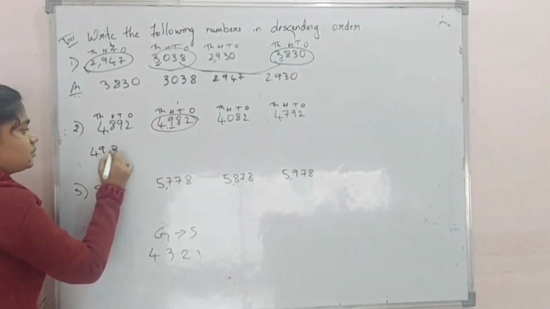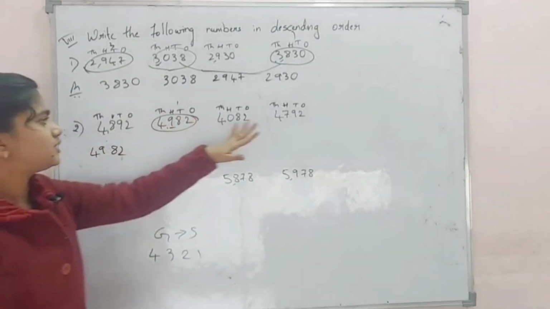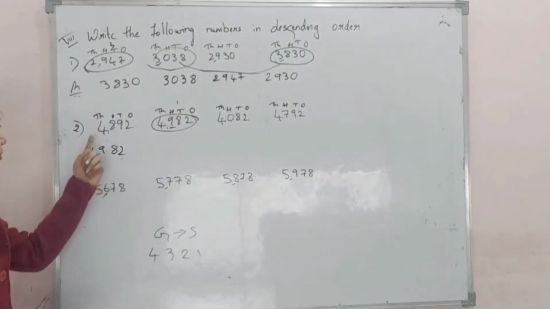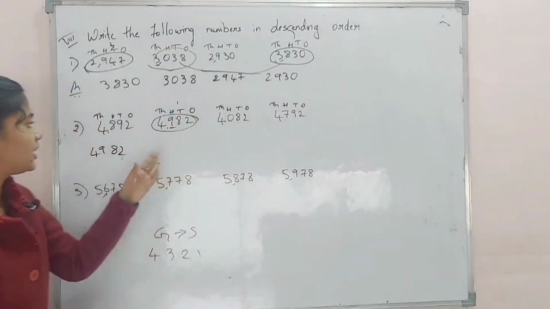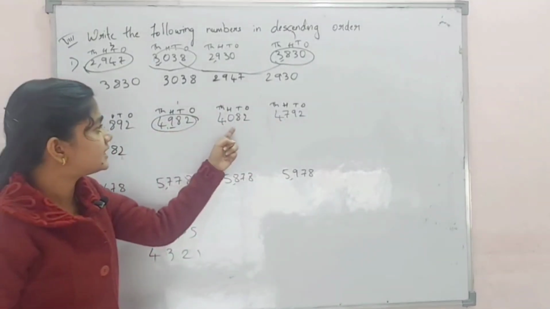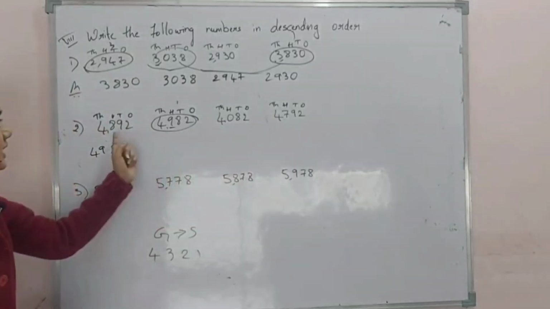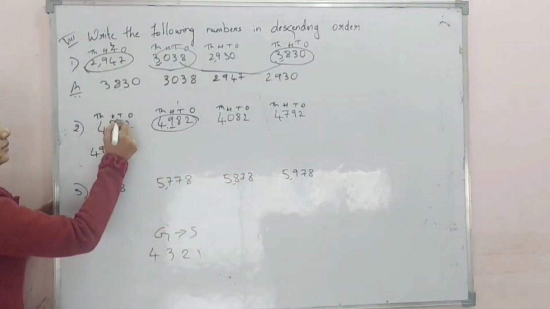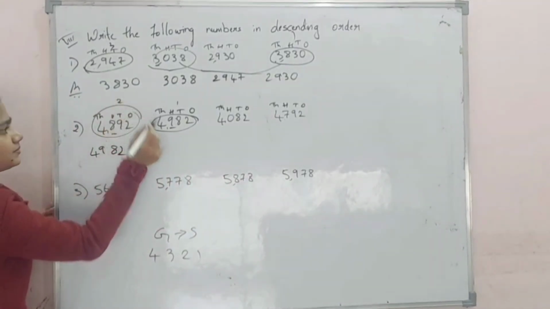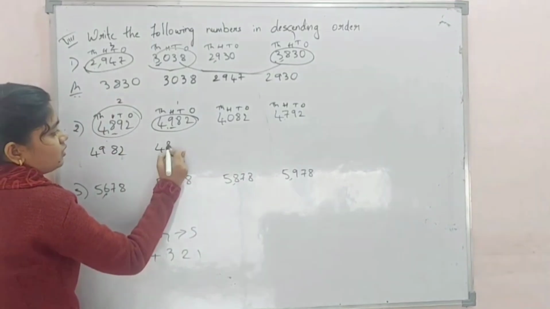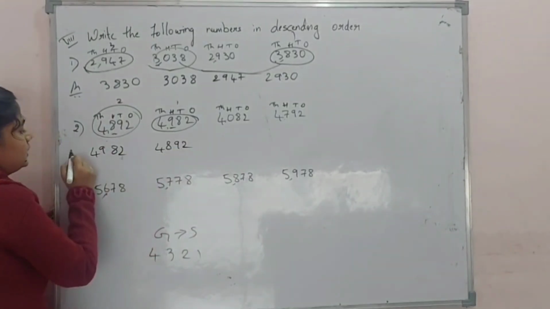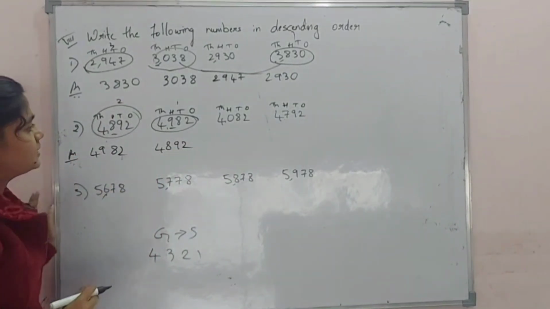My first greatest number. In this 3 now I am checking with the second greatest. 4, 4, 4. Equal, we cannot conclude. 807. Which is the greatest here? 8. Correct? In 100 place this will be my second. 4892. This one will be my second greatest.